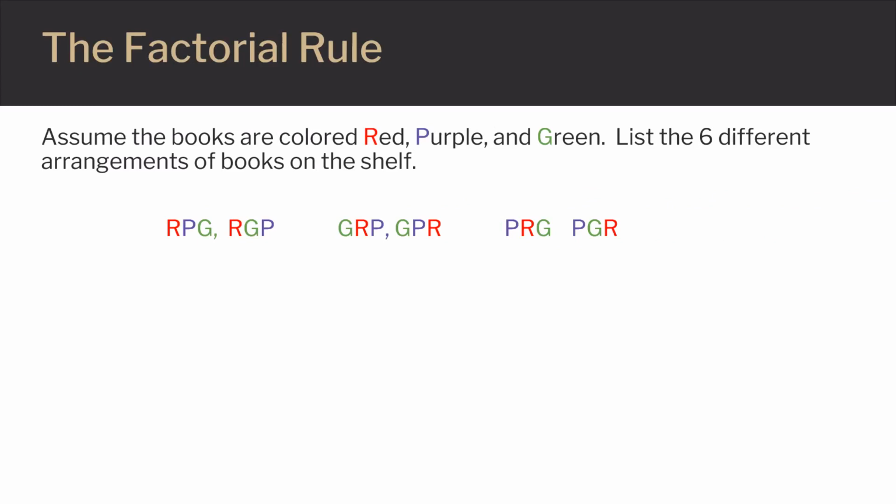Similarly, I could choose to put the green book first and then follow it by red and purple or purple and red. Finally, I could choose to put the purple book first, followed by arrangement of red and green, or green and red. So there are 6 different arrangements that correspond to our book shelving example.